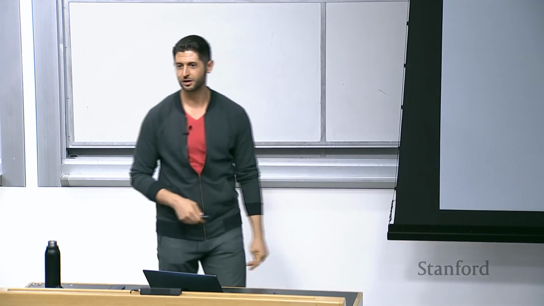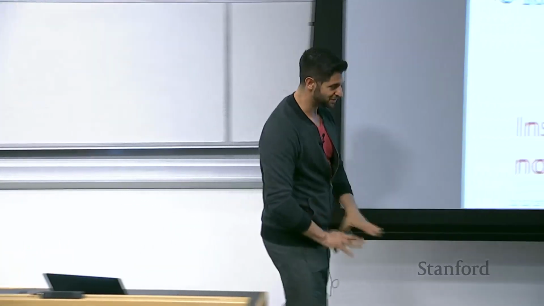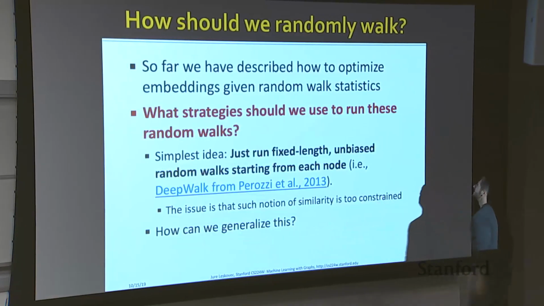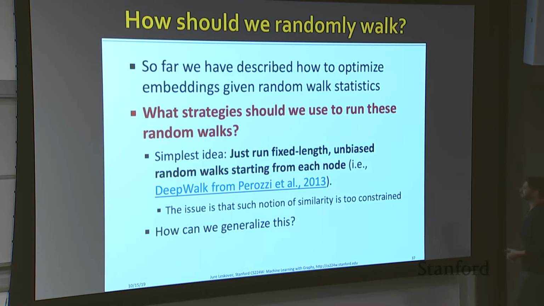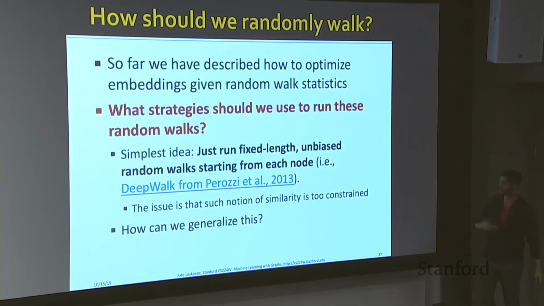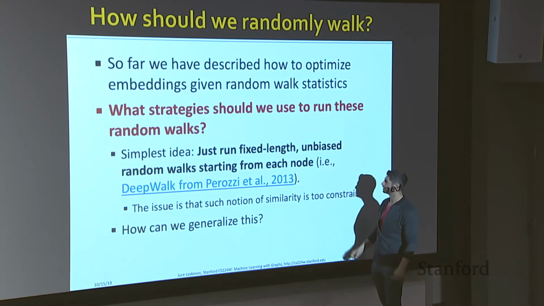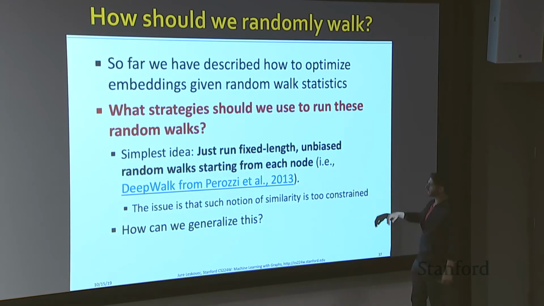Awesome. Okay. Hope this is clear, because basically it's the foundation of everything else that we're going to be seeing now. This is exactly the intro of where I left before. So how shall we perform these random walks? What we have seen up to now is DeepWalk. It's the simplest possible idea, where we just run fixed length unbiased random walks starting from each node.